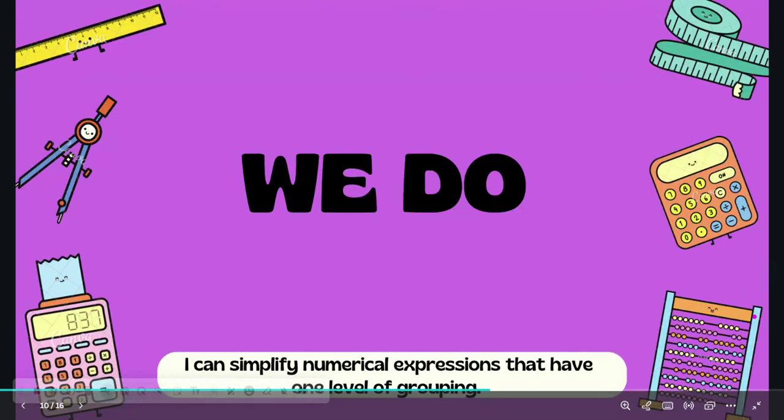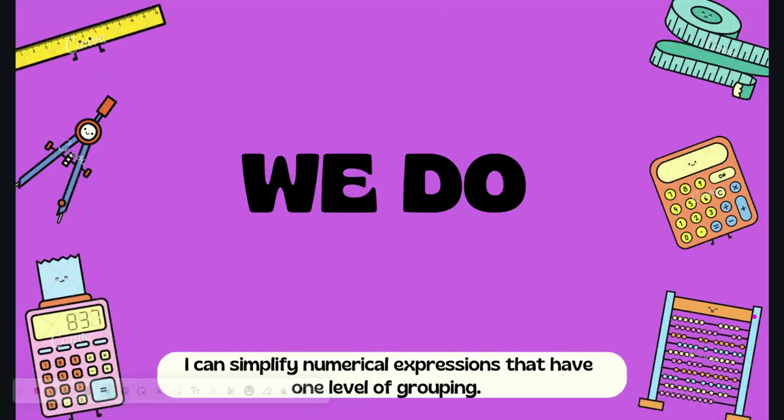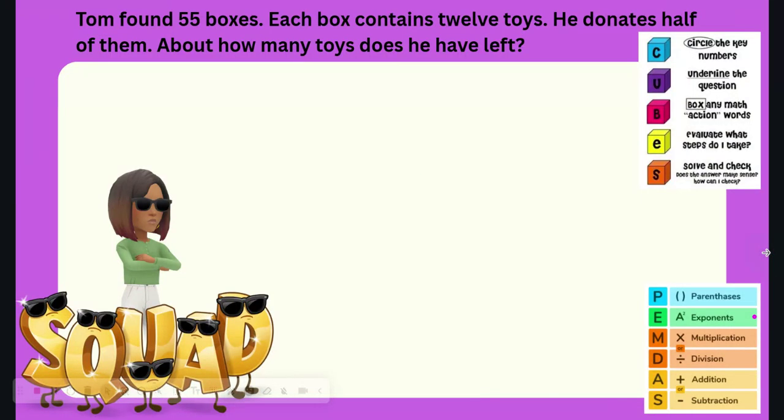All right, we are going to do this one together, okay? We are still simplifying numerical expressions with only one level of grouping. That means there's only one grouping here, one set of parentheses. That's all. It says Tom found 55 boxes. Each box contains 12 toys. He donates half of them. About how many toys does he have left? So let's think through. What is the first thing that we should do?